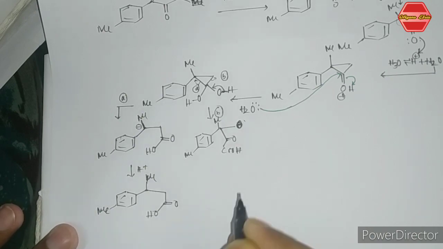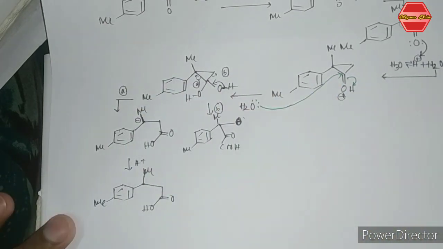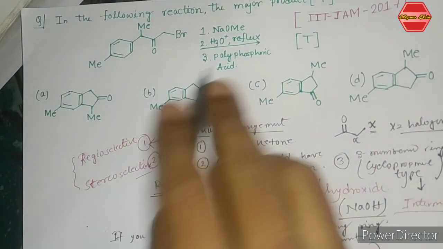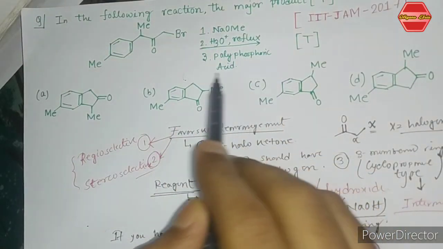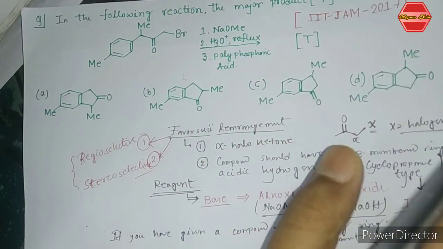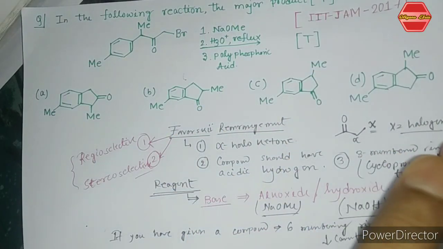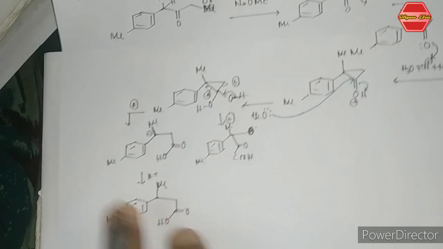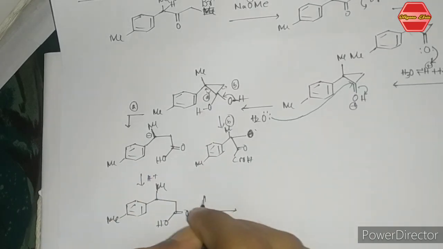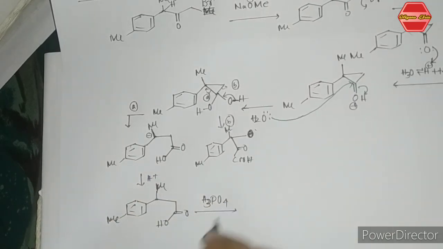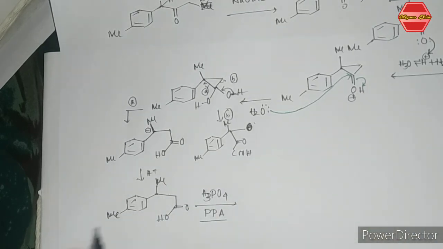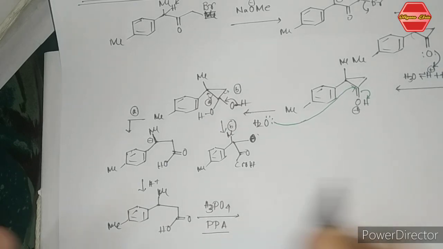Now see, so this is the overall mechanism. Okay, now we have to do the second part of this question, that is polyphosphoric acid. You have to know that polyphosphoric acid is related to H3PO4, that is phosphoric acid also. So what can it do? In this type of compound, if H3PO4 or PPA, that is polyphosphoric acid, is given, then ring closure occurs. Okay, ring closure takes place.